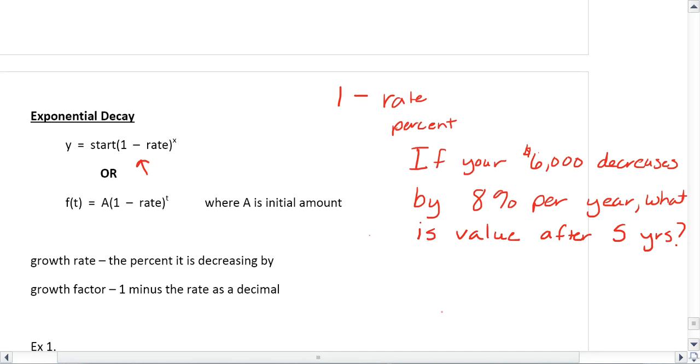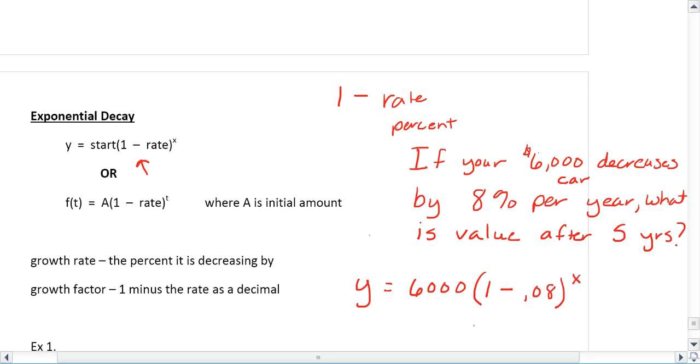So a quick example we could look at is if your $6,000 car decreases by 8% per year, what will its value be after 5 years? Well, to find the value, to find the y, we have to take the start, which is the 6,000, and we have to take 1 minus the rate, because we're starting with our initial and we're losing 8% per year. 8% as a decimal is 0.08, and this x is how many years go by.